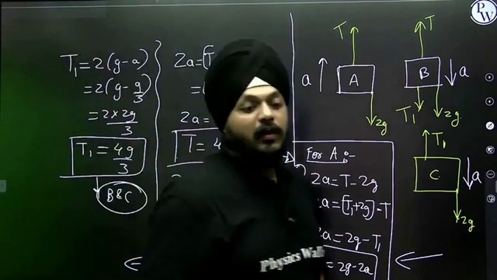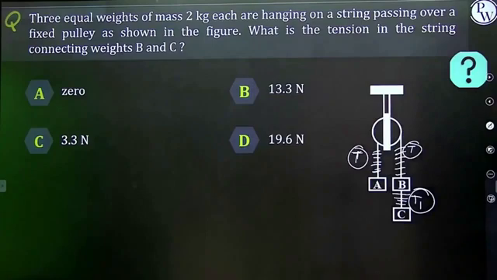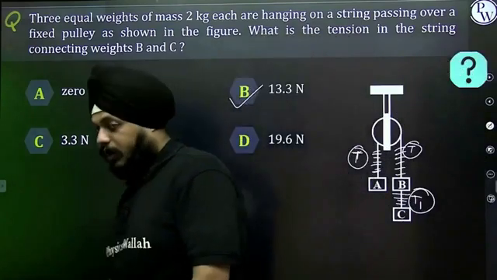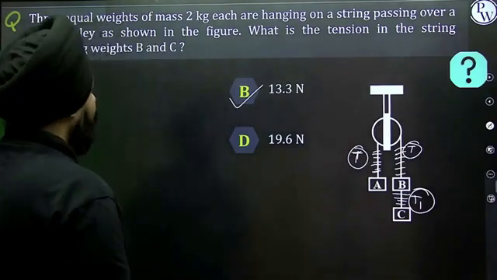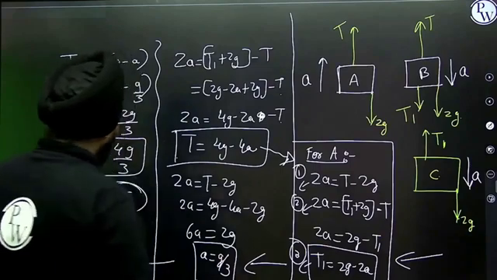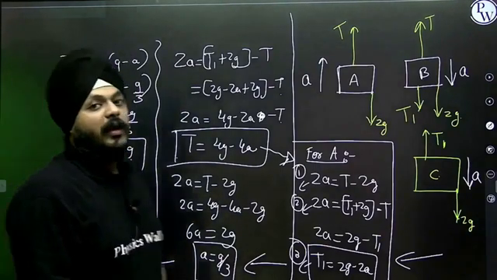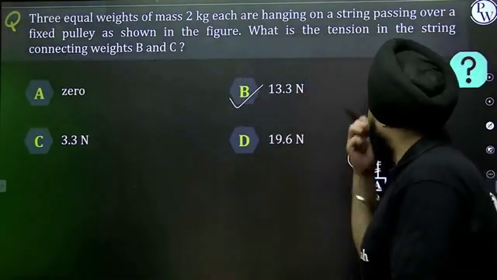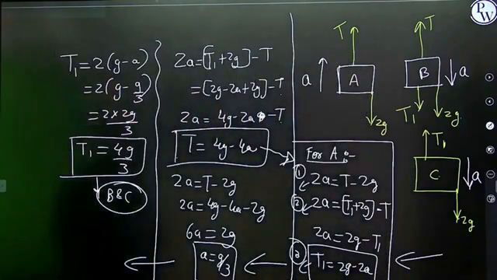4g by 3. If you want to evaluate it, it's 40 by 3, approximately 13.3 newton. 13 threes are 39, right? 40 by 3, so it's approximately equivalent to 4g by 3. If I take exactly the g value, then we get 13.3 newton as the answer. So this is how this sum is evaluated. Now let's move on to the next sum.